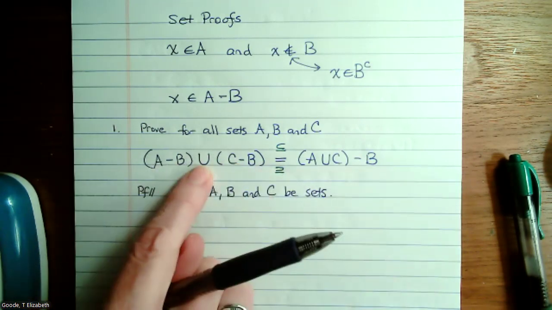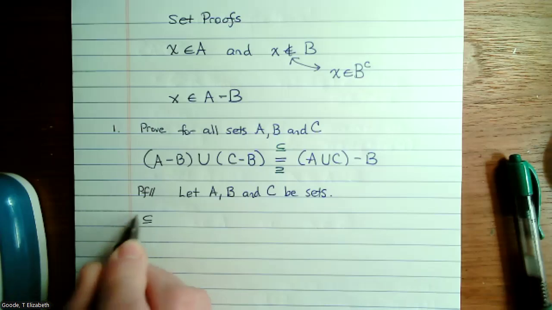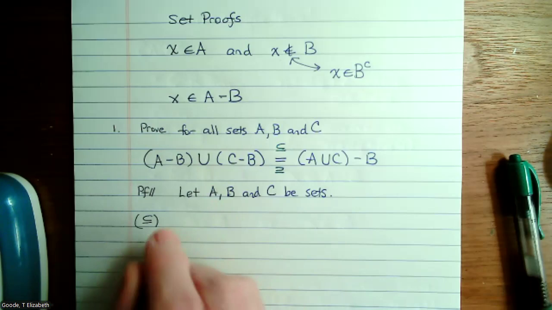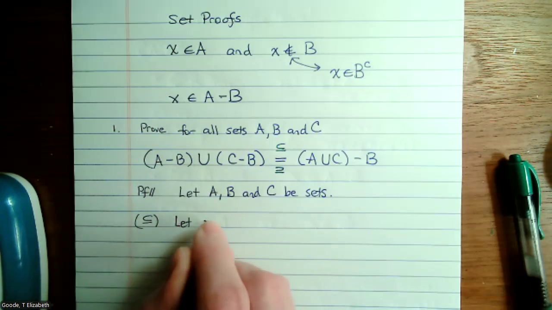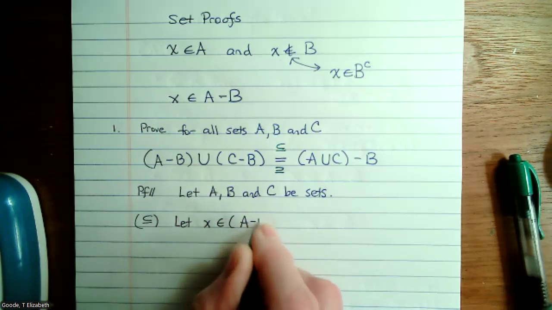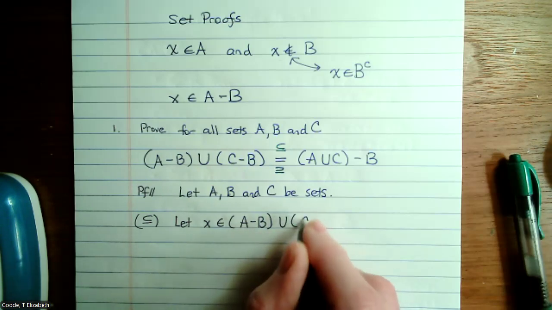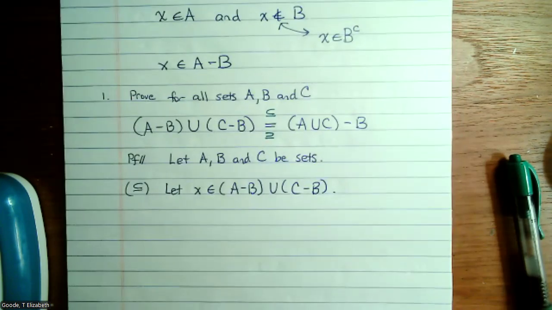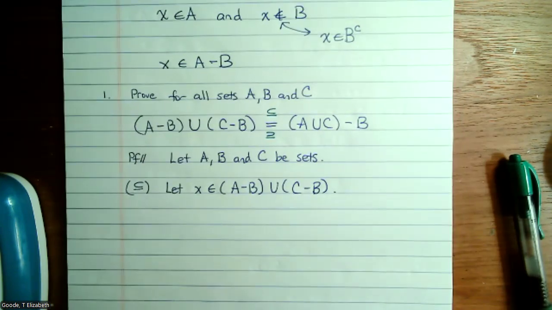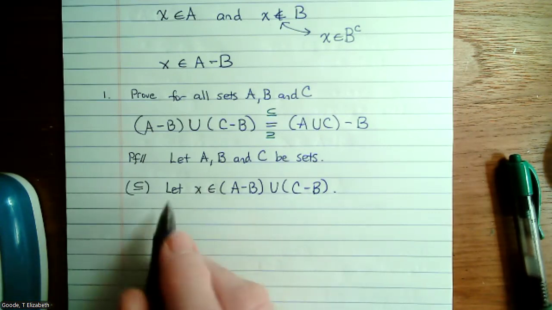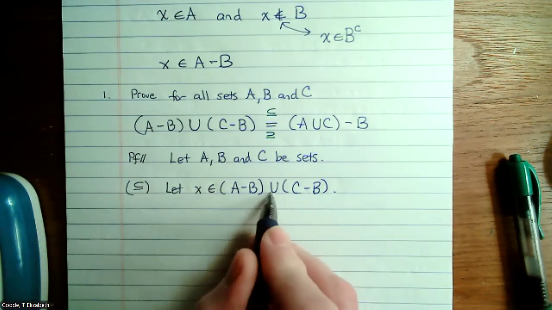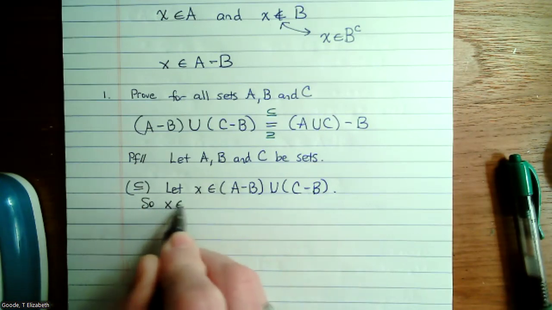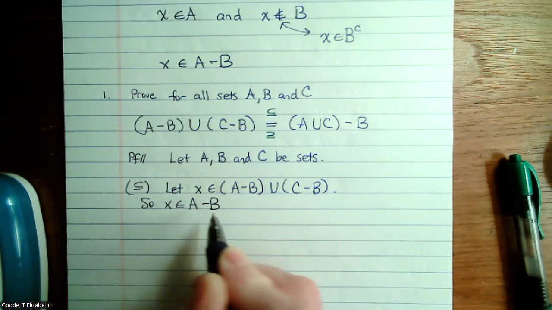So if we want to set this up, no pun intended, we can go from this way to that way. And right away, you see that we're going to break down what it means for X to be in this big union. So if we let X be an element of A minus B union C minus B, what would be the first thing that you would think about trying to break down? I would look at that union operator, and then I would say X is an element in A minus B, and X is an element in C minus B.